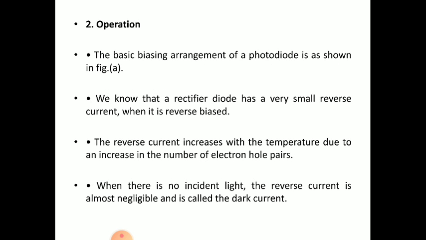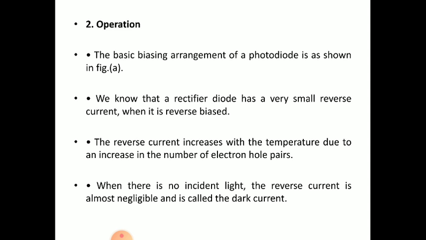Now see the operation. The basic biasing arrangement of a photodiode is shown in the figure. We know that a rectifier diode has a very small reverse current when it is reverse biased. Here rectifier diode means normal diode, because in rectification applications we use only the normal diode. Rectification happens because it does not allow current to flow when reverse biased. Yes, it will allow the current to flow when it is forward biased. That is called rectification. That's a normal diode function.